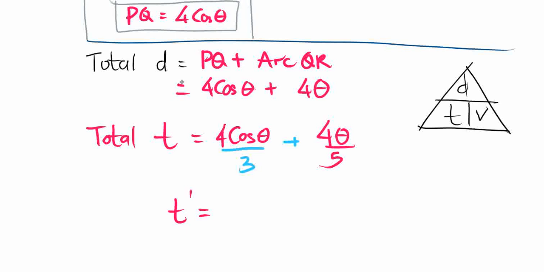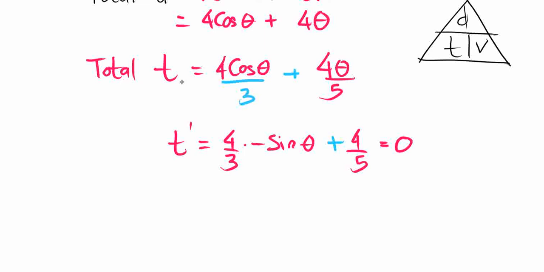So this is 4 over 3, the same 4 over 3, times the derivative of cosine theta, which is minus sine theta, plus 4 over 5. So we just write 4 over 5. Now to get the maximum or minimum value, we have to make the first derivative equal to 0. So now we arrange the equation to become minus 4 over 3 sine theta equals minus 4 over 5.